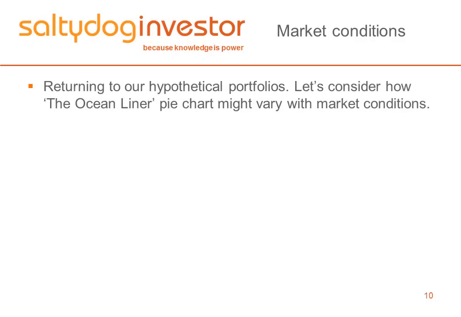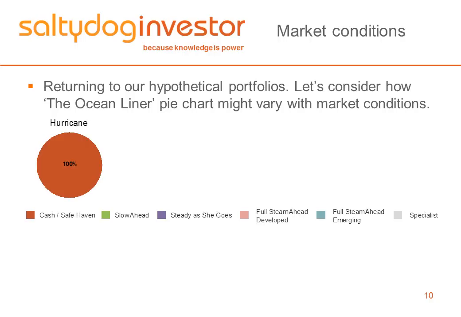Returning to our hypothetical portfolios, let's consider how the ocean liner pie chart might vary under different market conditions. First we look at the hurricane. This is the default mayday position that all portfolios resort to in times of emergency. The entire investment is in cash or in the safe haven.